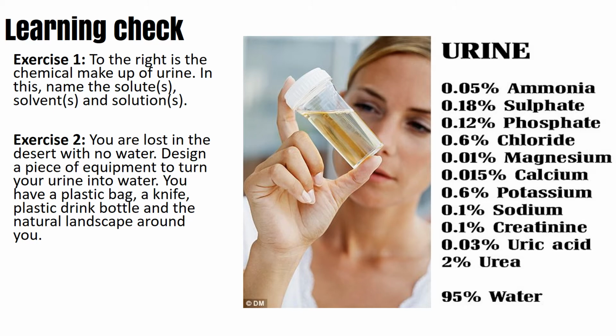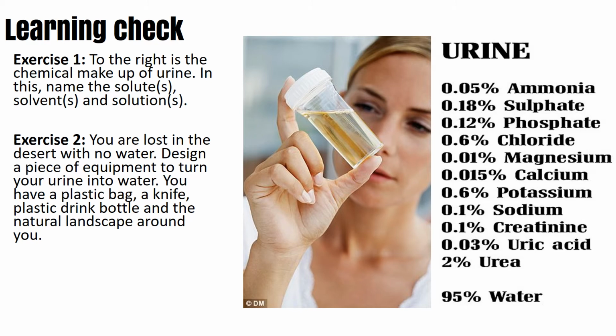Most of it will be water, 95% of it will be water, and the rest will be different sorts of magnesium, calcium, potassium, urea, ammonia. That's what gives it that lovely smell. For your first exercise, I would like you to look at this chemical makeup, this composition of urine, and write down the solute or solutes, the solvent or solvents, and the solution or solutions. So it's just practicing whether you know the difference between solute, solvent, and solution.